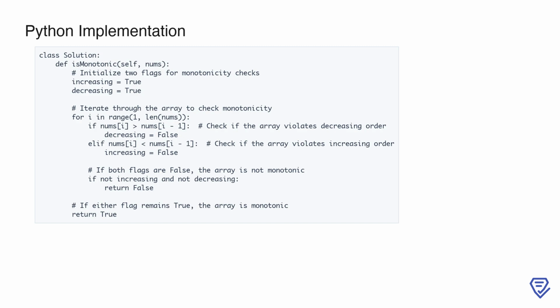If the loop completes without both flags being false, the array is monotonic. The function returns true as either the increasing or decreasing flag, or both, remains true. This approach is efficient with a time complexity of O(n), where n is the length of the array, because it only requires a single traversal. The space complexity is O(1), since no additional data structures are used.